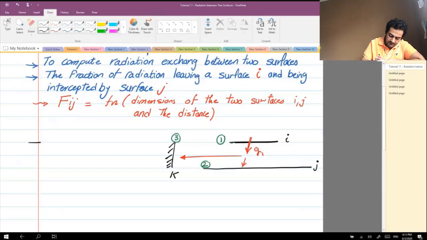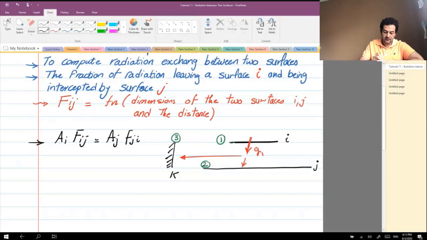For that case, we have a very common equation: Ai Fij is equal to Aj Fji. That is, the area of surface I multiplied by the view factor from I to J is equal to the area of J multiplied by the view factor from J to I. This is a very important equation.